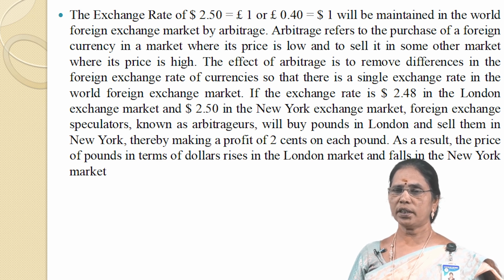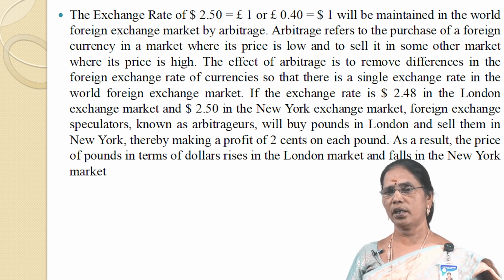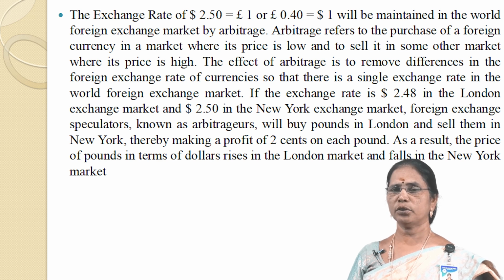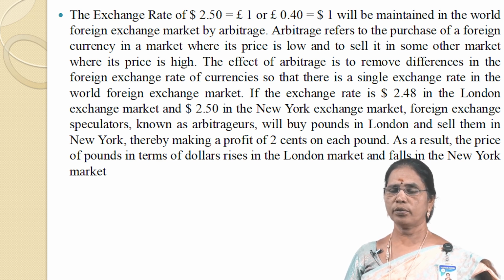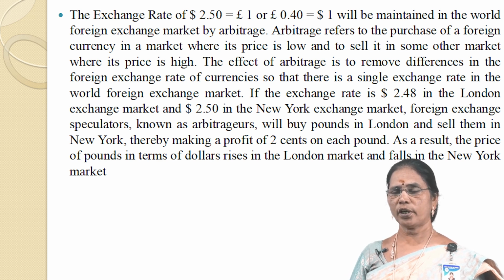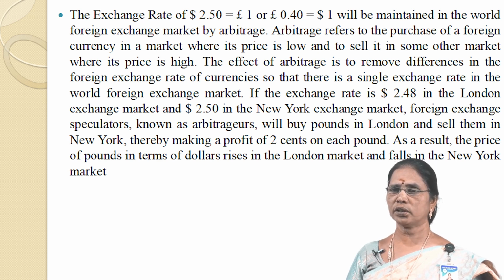If the exchange rate is $2.48 in the London exchange market and $2.5 in the New York exchange market, foreign exchange speculators known as arbitrageurs will buy pounds in London and sell them in New York, thereby making a profit of 2 cents on each pound. As a result, the price of pounds in terms of dollars rises in the London market and falls in the New York market.